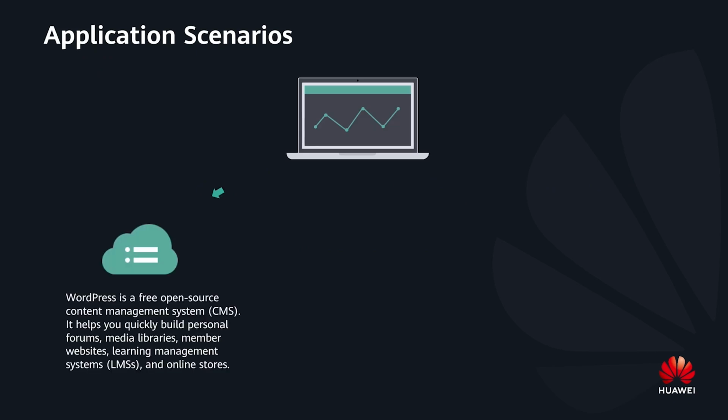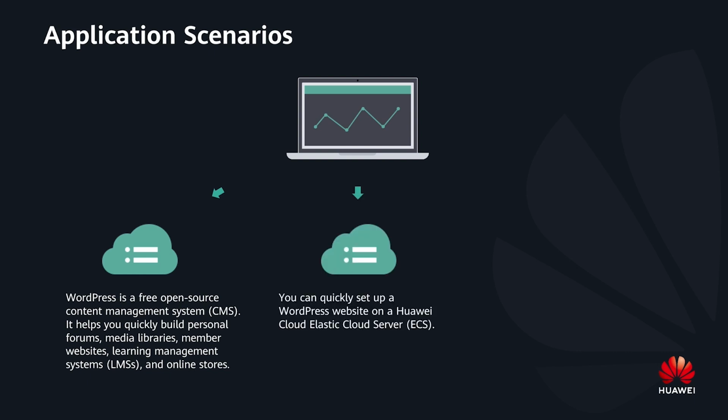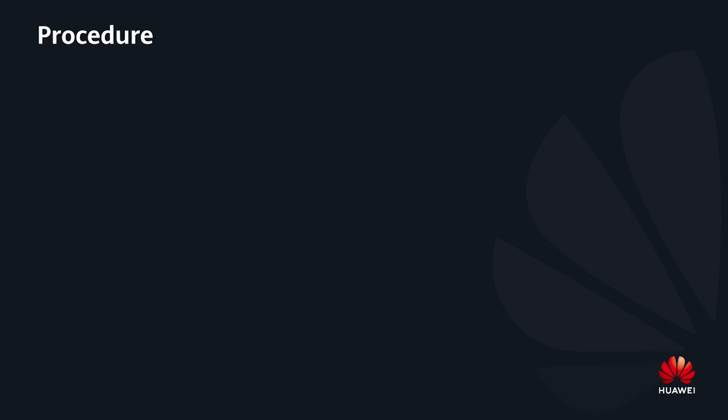Elastic Cloud Server Video. Setting up a WordPress website, Linux. WordPress is a free open-source content management system. It helps you quickly build personal forums, media libraries, member websites, learning management systems, and online stores. You can quickly set up a WordPress website on a Huawei Cloud ECS. This video demonstrates how to set up a WordPress website on a Linux ECS.